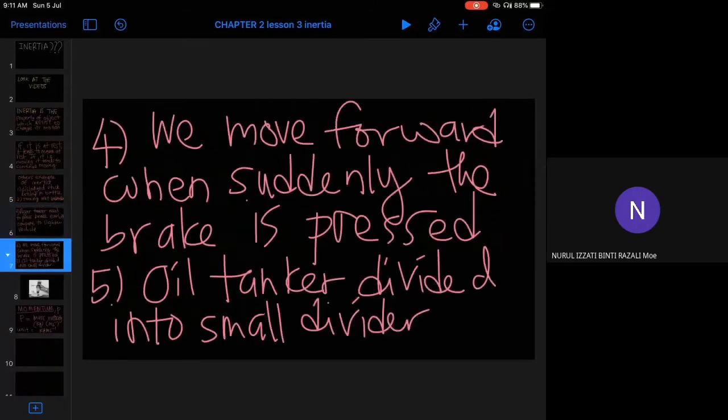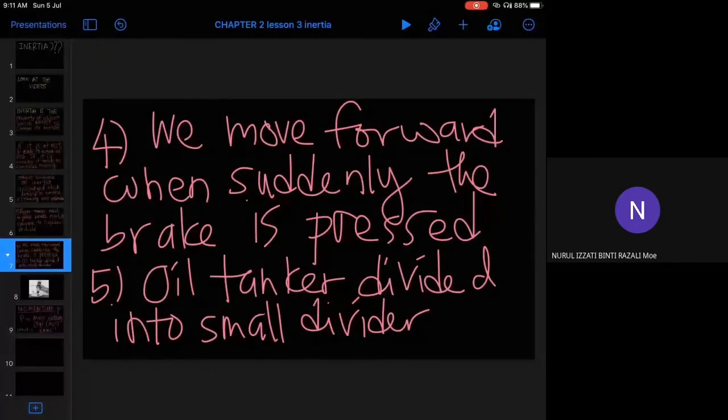Okay, lagi? Yang ini tadilah yang saya dah terangkan tadi. We move forward when suddenly the brake is pressed. And okay, satu lagi ialah all tanker divided into small divider. Okay, pernah tengok lori minyak tak? Lori yang bawa minyak, Petronas ke, Shell ke? Pernah tengok tak lori tu? Nah. You nampak lori tu, lori tangki tu. You pernah tengok tak apa ada dalam lori tangki tu? Tak. Apa ada dalam lori tangki tu? Ada minyak lah. Betul tak?